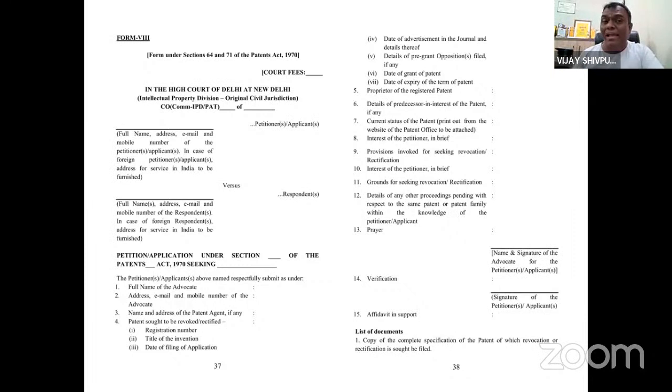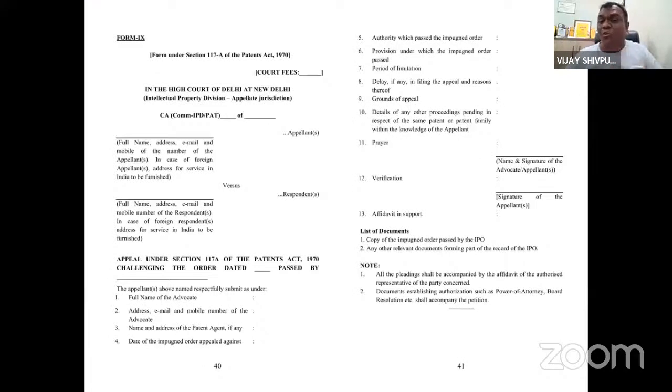Next form is form IX, which is for the section 117A in the High Court of Delhi at New Delhi, IP rights division. This is for 117A. Beyond this, why I'm discussing this, there is a reason for that, and it leads to your next case under section 21 actually.